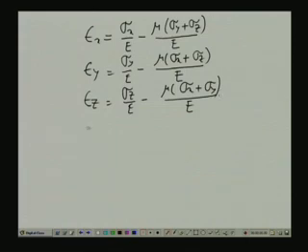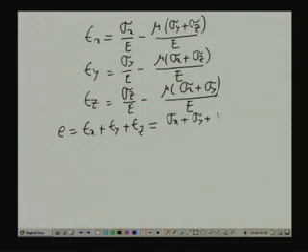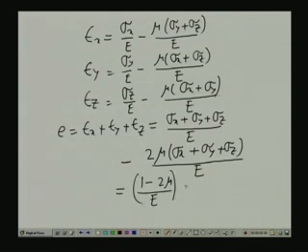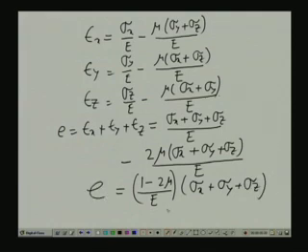Now, if we add them together, e is equal to epsilon x plus epsilon y plus epsilon z, as we have seen, and this in terms of stresses is equal to (sigma x plus sigma y plus sigma z) by E minus twice mu times (sigma x plus sigma y plus sigma z), divided by E. This is equal to (1 minus twice mu) by E times (sigma x plus sigma y plus sigma z). So, e is related to the stress as (1 minus twice mu) by E times (sigma x plus sigma y plus sigma z).